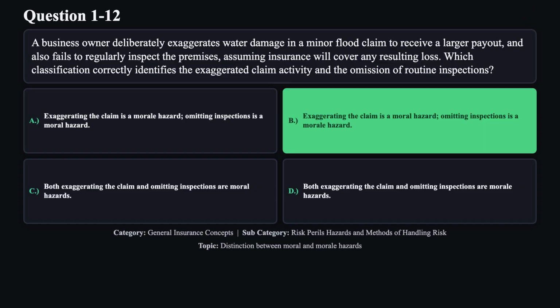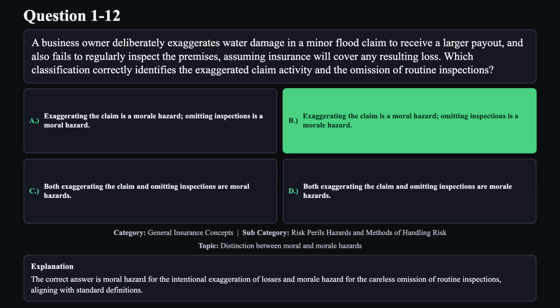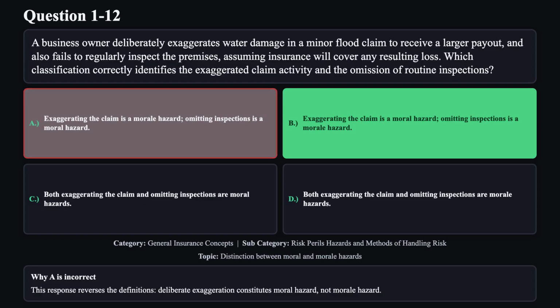The correct answer is B. The correct answer is moral hazard for the intentional exaggeration of losses and morale hazard for the careless omission of routine inspections, aligning with standard definitions. Reason A is not correct. This response reverses the definitions. Deliberate exaggeration constitutes moral hazard, not morale hazard.